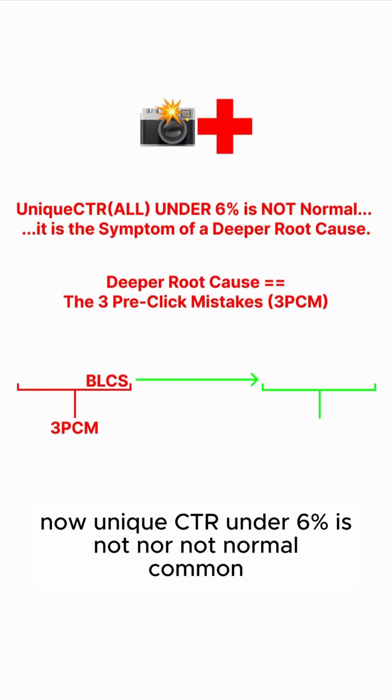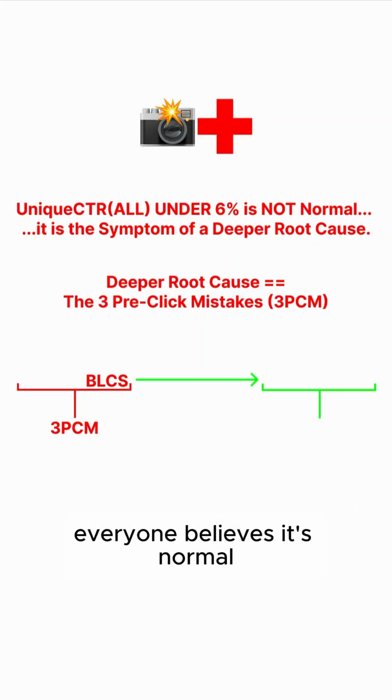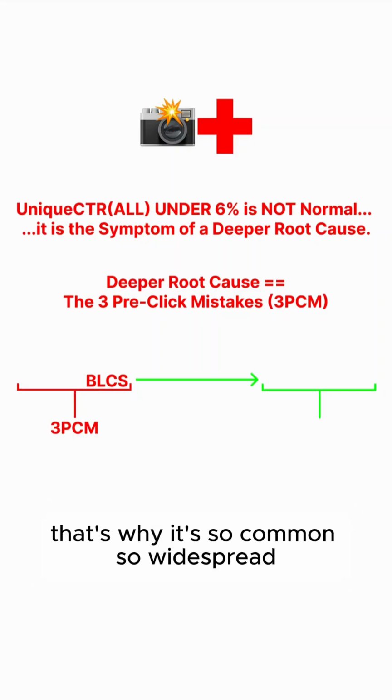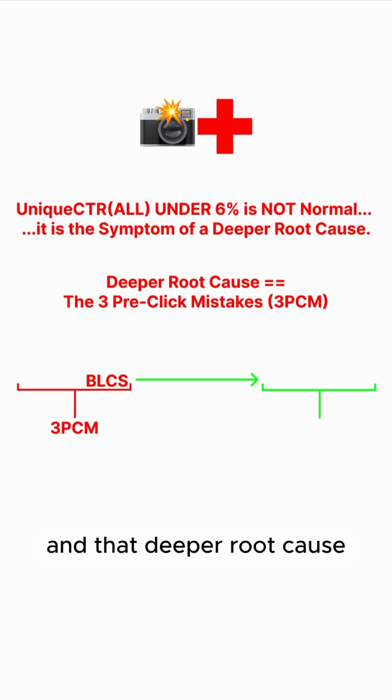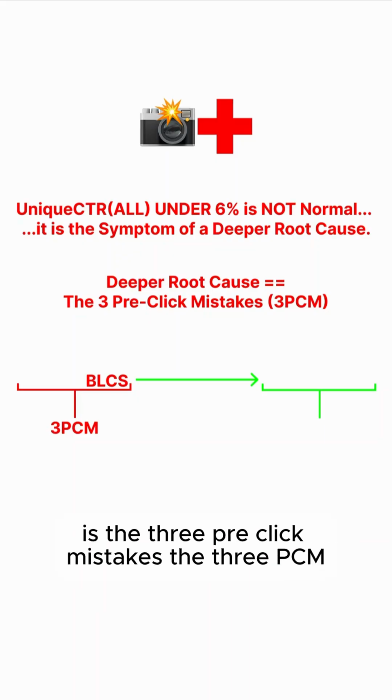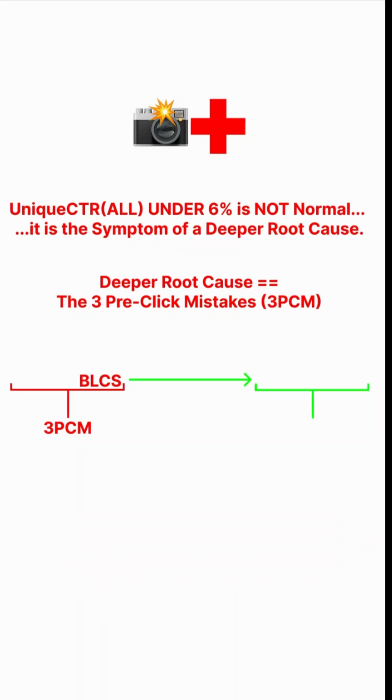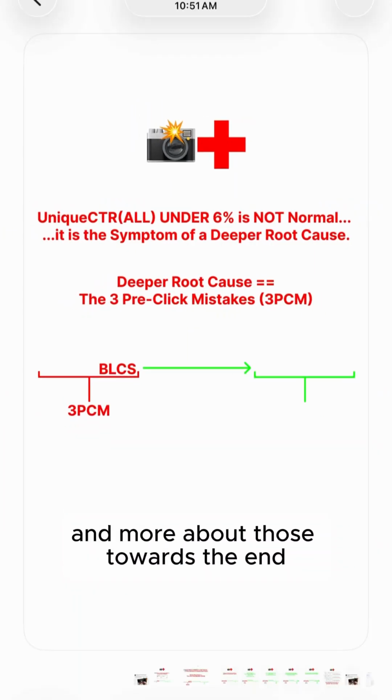Now, unique CTR all under 6% is not normal. Common, everyone believes it's normal. That's why it's so common, so widespread. But it's not. It's actually the symptom of a deeper root cause. And that deeper root cause is the 3 pre-click mistakes, the 3 PCM. And more about those towards the end.